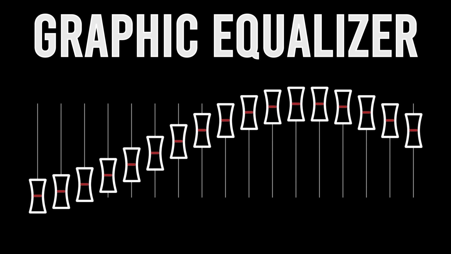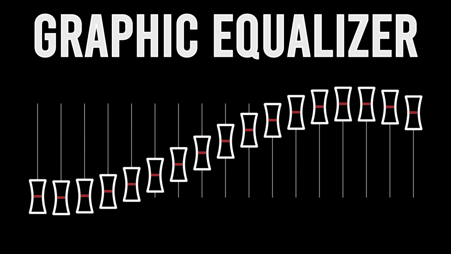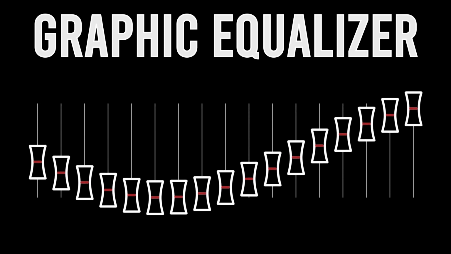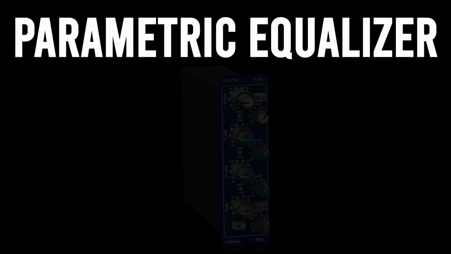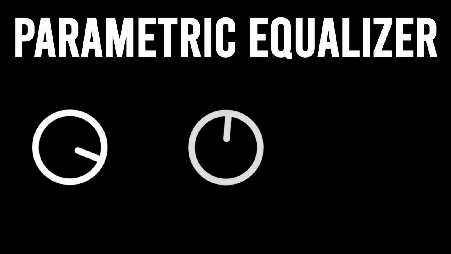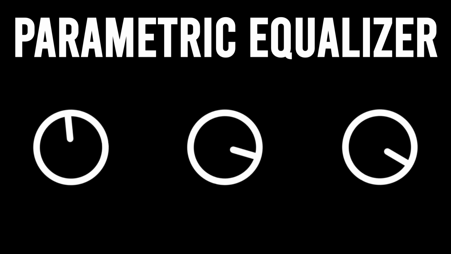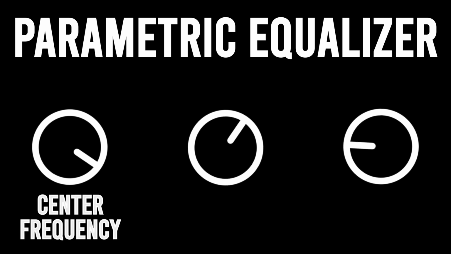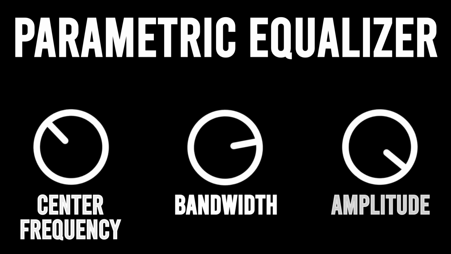There are several types of equalizers that exist. The first one is a graphic equalizer. A graphic equalizer has many sliders that are able to control many frequency ranges at once. This allows the user to have a lot of control of which areas to decrease or boost. Then there are the parametric equalizers. These types of equalizers have several knobs that can control how the EQ behaves. The parametric equalizer has several parameters: center frequency, bandwidth, and amplitude.